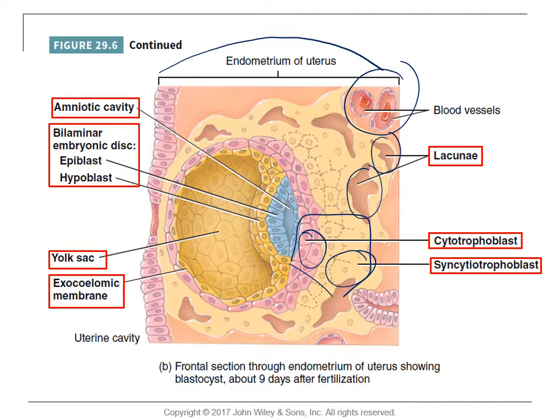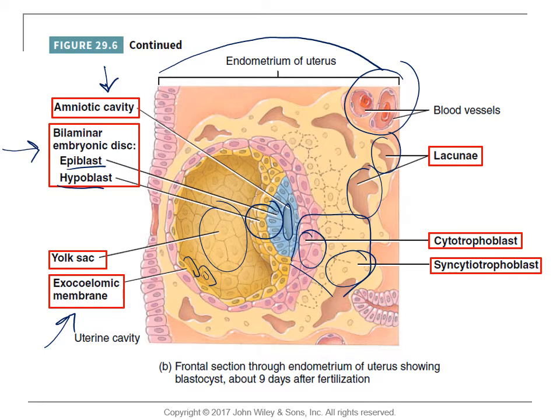And then also those flat squamous cells are going to make the exocoelomic membrane. Here is where we have the development of the yolk sac, right? And here we have the bilaminar embryonic disc, which is made up of the epiblast and the hypoblast. Here we have the epiblast in blue and the hypoblast in yellow. And this cavity here is going to be the amniotic cavity. This is the stage where we have the development of the yolk sac.